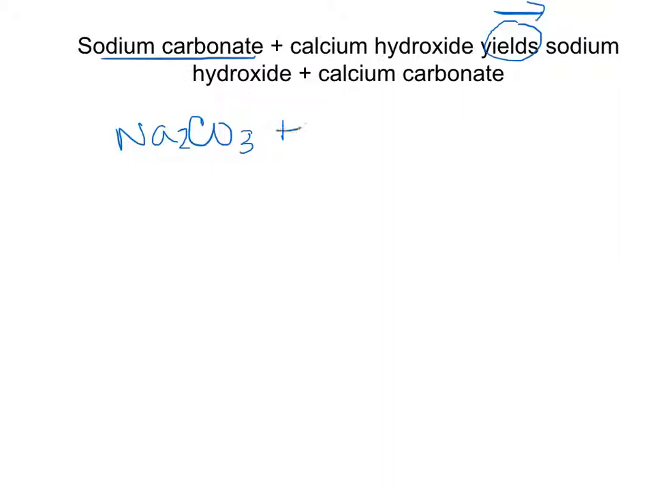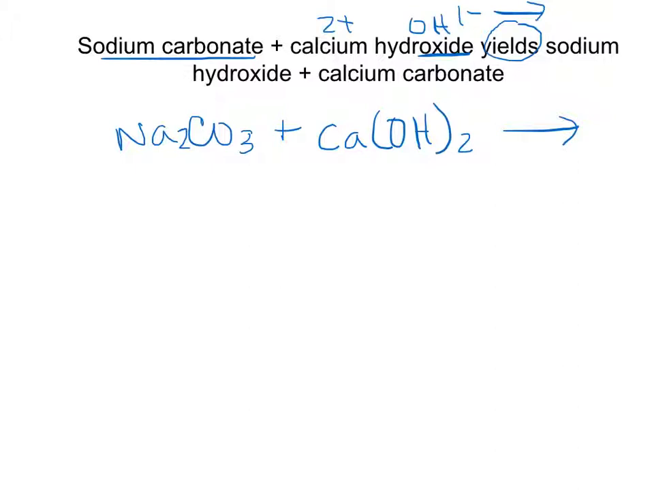So the next thing I have here is calcium hydroxide. Calcium has a 2 plus charge, hydroxide has a 1 minus charge, so I'm going to need 2 hydroxides to equal the charges in the calcium here. So this is going to be Ca, OH, and then parentheses 2. Remember, I need the parentheses to say that I have got 2 of them. Okay, and then yield symbol here.